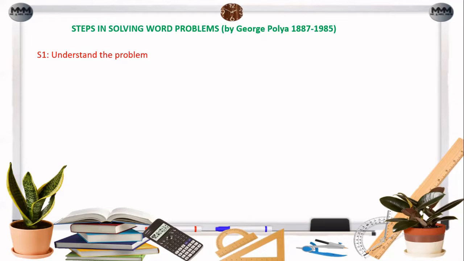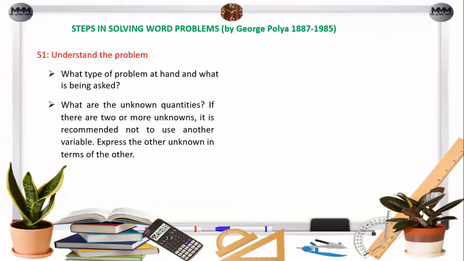So understand the problem. Now to better understand the problem, it is very helpful to ask what type of problem is at hand and what is being asked in the problem. You can also ask, what are the unknown quantities? Take note that if there are 2 or more unknowns, it is recommended not to use another variable. So you may express the other unknown in terms of the other. I will discuss that later on. And also, if there is a way to restate the problem in your own words, you can restate it.